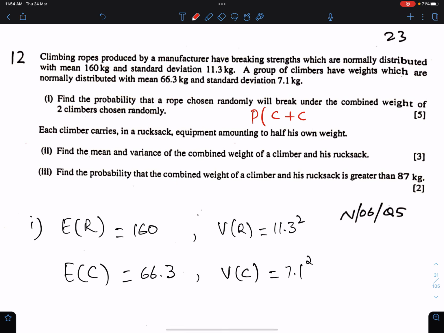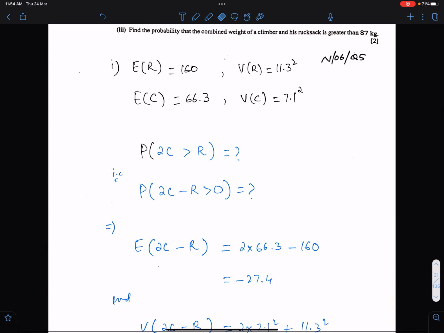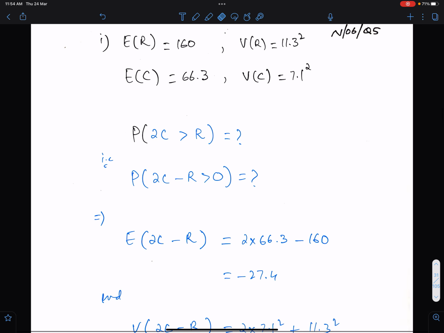Two climbers means C plus C greater than R, the strength of the rope. Or you can write this as 2C greater than R, and then you can write this as 2C minus R greater than 0. So this probability is required. This is the requirement.